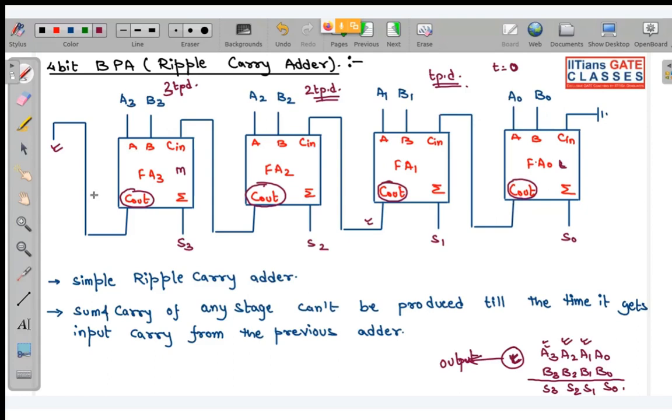Tell me if this is clear or not, this propagation delay and this rippling. Until and unless it gets this input carry, the full adder cannot perform its complete operation, and we get that after a finite amount of propagation delay. Now there are some very good concepts involved here that we are going to discuss. First, tell me, have you understood this concept of propagation delay and what we mean by rippling? If you have any doubts, you can ask.